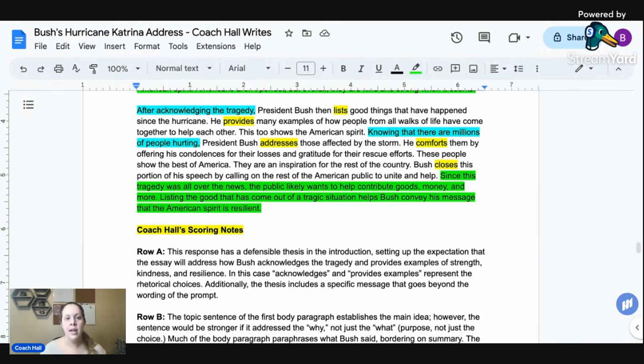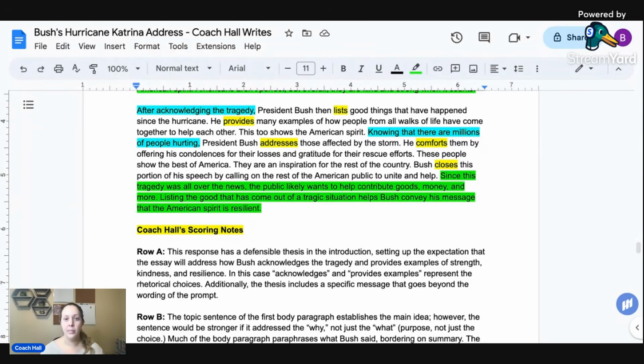So let's look at that. It says, since this tragedy was all over the news, okay, good. So that's the person thinking about the rhetorical situation. The public likely wants to help contribute goods, money, and more. Listing the good that has come out of the tragic situation helps Bush convey his message that the American spirit is resilient. Okay, so remember in our pre-reading from yesterday's video, we talked about what the speaker needs, believes, and values, and what the audience needs, believes, and values. This is how we can start to incorporate that in a meaningful way. So this is a good start with some commentary.